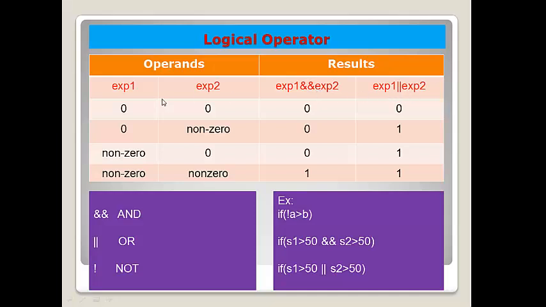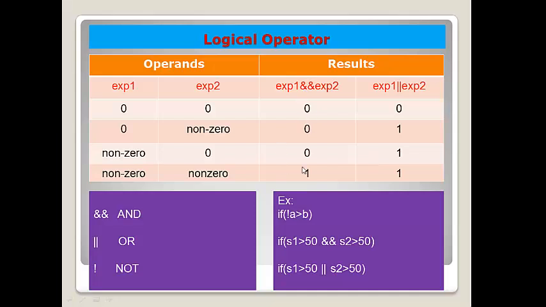In logical OR, if expression 1 is false and expression 2 is false, the result is false. If expression 1 is false but expression 2 is true, the result is true. In an OR gate, either one is true or both are true, and the result yields true. Non-zero means true, so the total result is true.